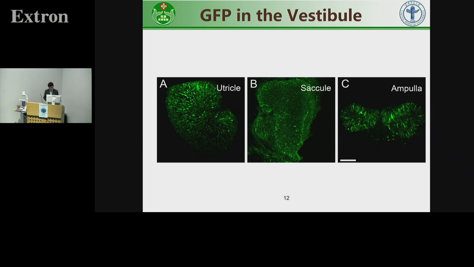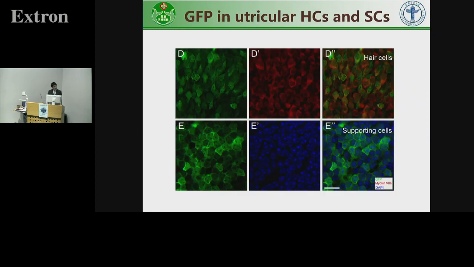So then, how is the GFP expression in the vestibular end organs? As shown in this slide, we can see that numerous GFP positive cells were found in utricle, saccule, and ampulla. And the high magnification confocal images show that in both the hair cell layer and the supporting cell layer, we found extensive GFP expression, especially in the supporting cell layers. The transduction efficiency is very high.